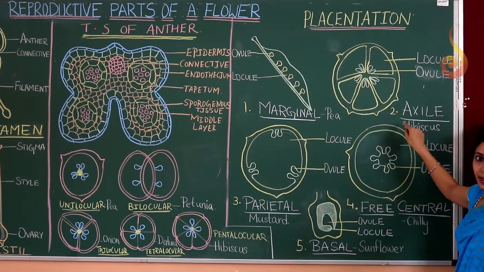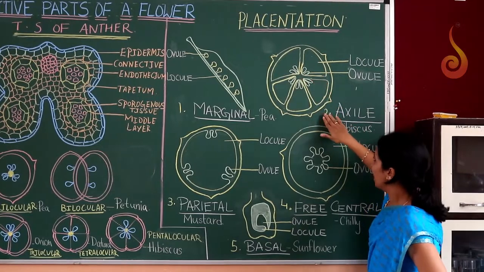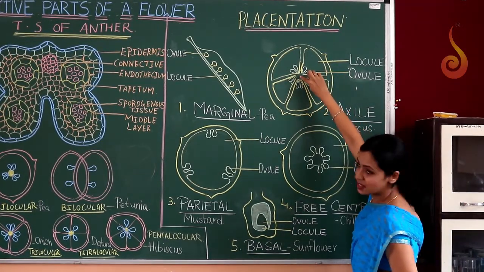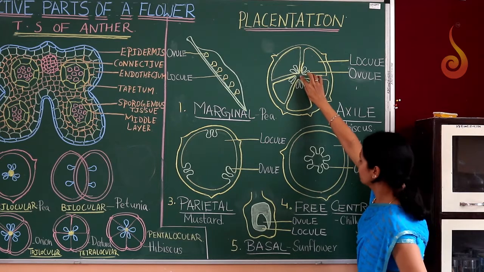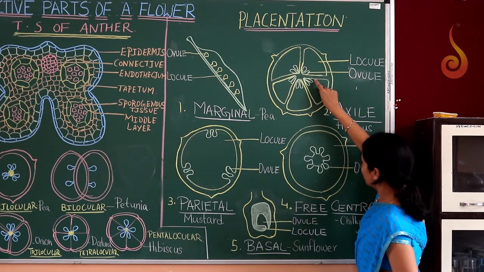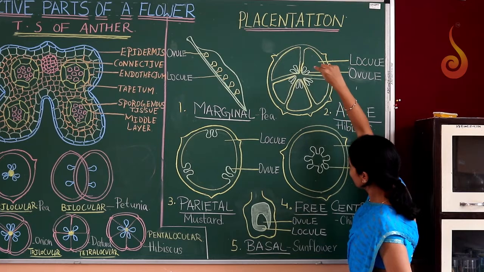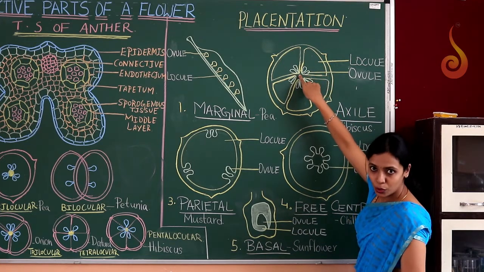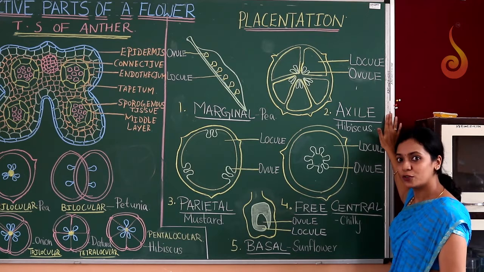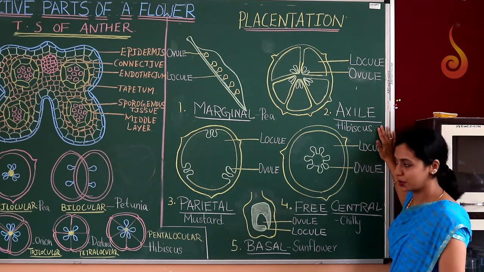The second type of placentation is called axial placentation. Axial refers to axis. As you can see in this ovary, there is a central axis and it is multilocular. These are the ovules. The ovules are attached to the central axis, due to which it is known as axial placentation. A very good example of this is the hibiscus flower.